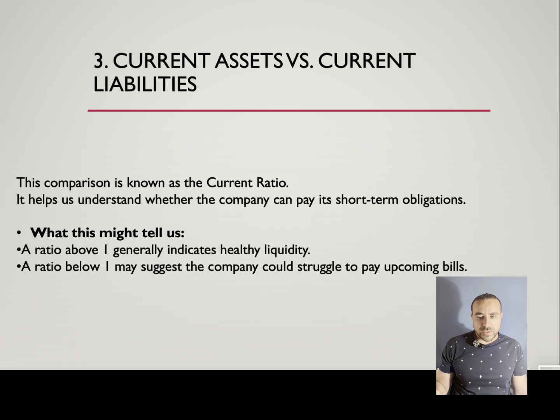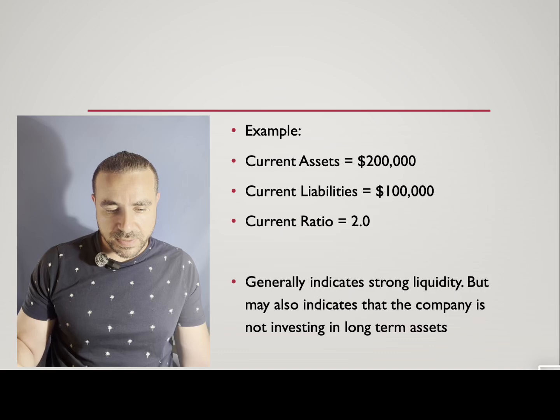The third point that you can look at is current assets and current liabilities. The current assets are the cash, accounts receivable, and inventory, and the current liabilities are the AP, the payables. This comparison is known as the current ratio, which is current assets divided by current liabilities. It helps us understand whether the company can pay its short-term obligations within the time frame, whether the company is solvent enough. A ratio above 1 generally indicates healthy liquidity. However, a ratio below 1 may suggest that the company could struggle to pay upcoming bills.